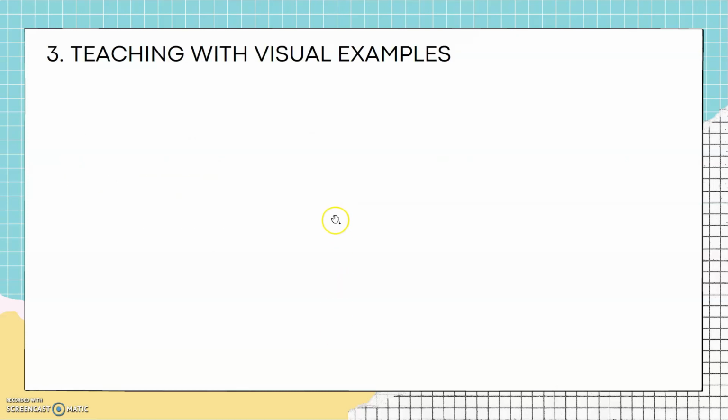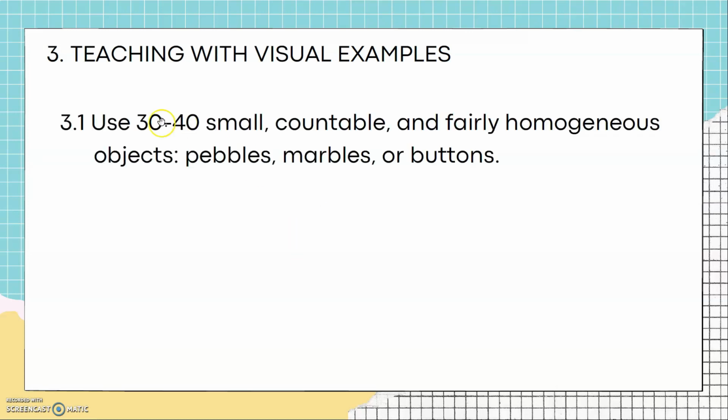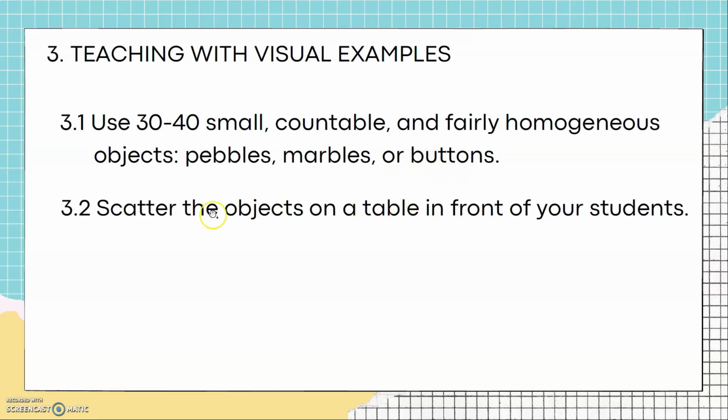Specifically, here are some tips on how to teach with visual examples. We may make use of 30 to 40 small, countable, and fairly homogeneous objects, such as pebbles, marbles, or buttons. Second, scatter the objects on a table in front of your students.